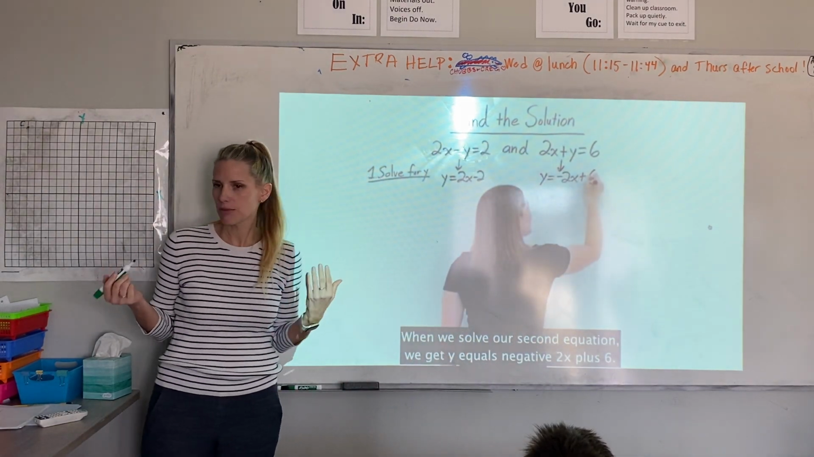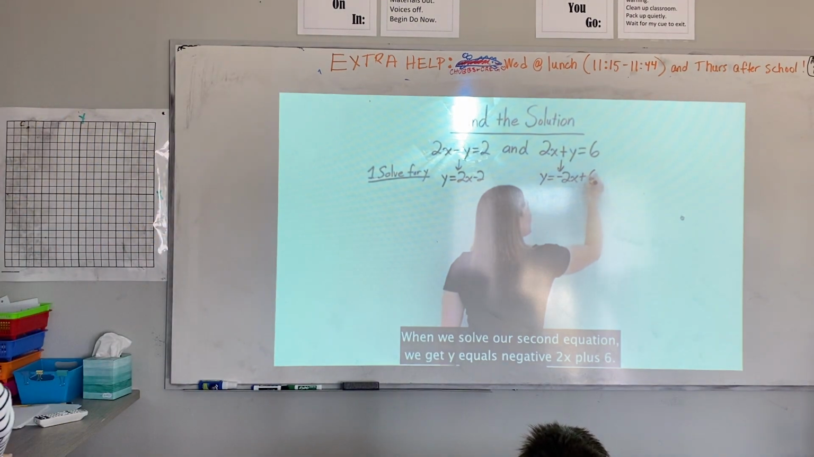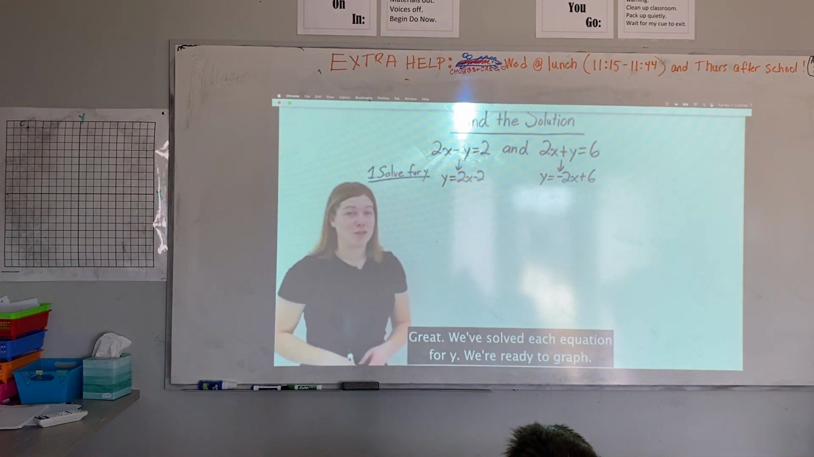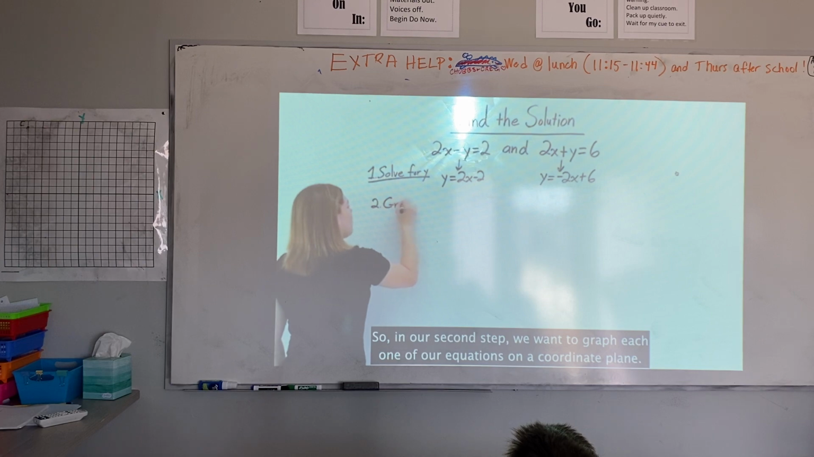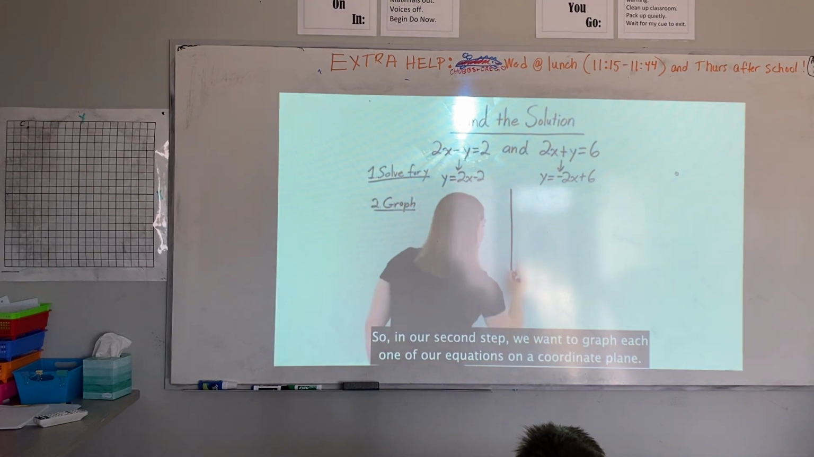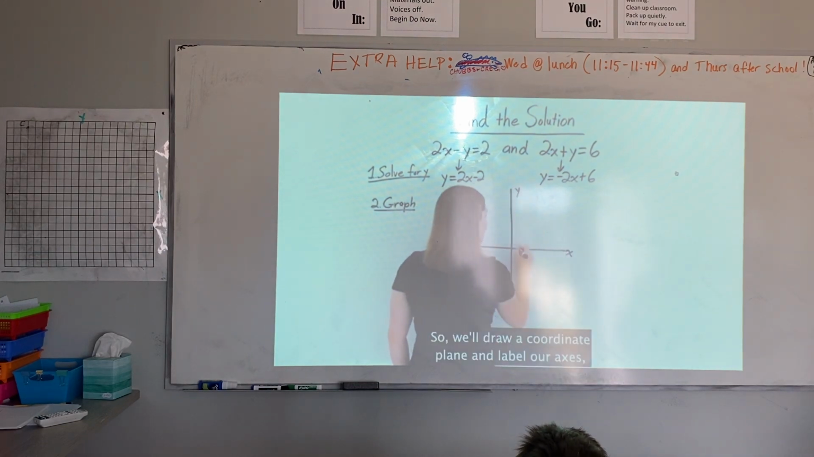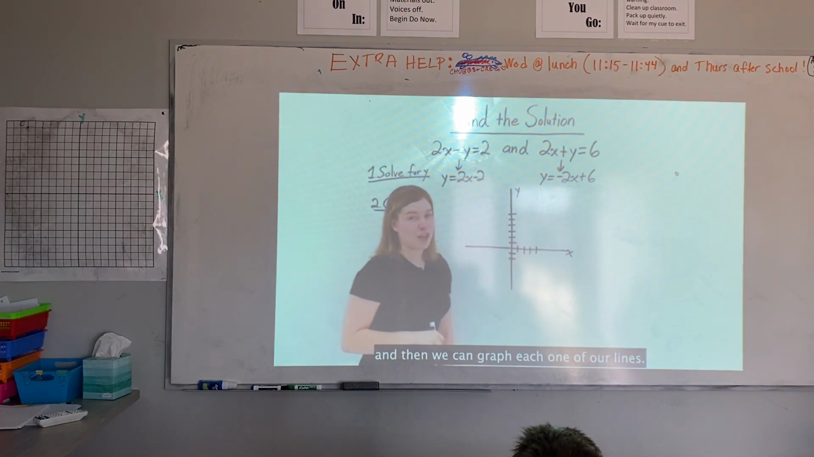Let's take a moment to appreciate that we're not dealing with function of x, because that would get super ugly. Okay. Great. We've solved each equation for y. We're ready to graph. So in our second step, we want to graph each one of our equations on a coordinate plane. So we'll draw our coordinate plane and label our axes. And then we can graph each one of our lines.